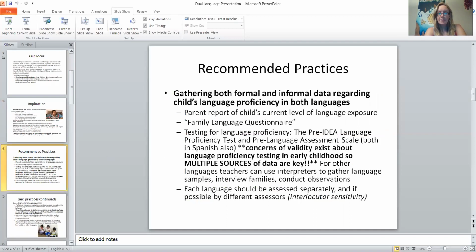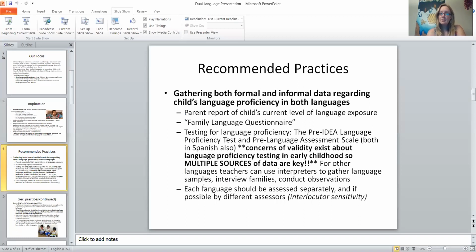Then the chapter begins to get into the recommended practices. The first one they mention is gathering both formal and informal data regarding the child's language proficiency in both languages. So they mentioned the parent report. The parents are like a huge resource for this, and they can gauge the child's current level of language exposure. There's a family language questionnaire in the appendix.